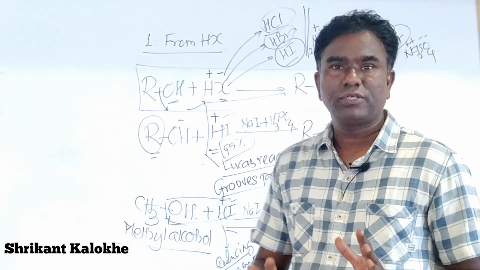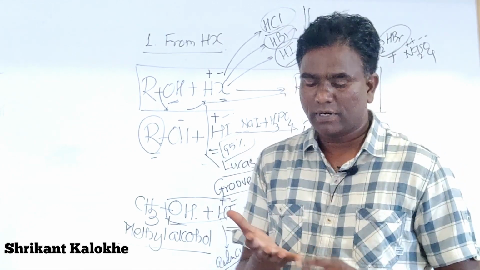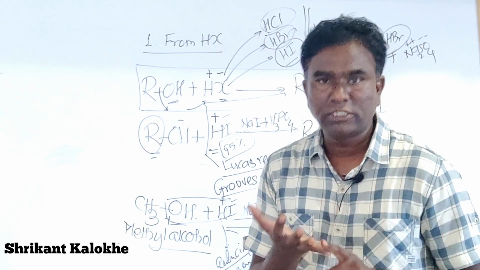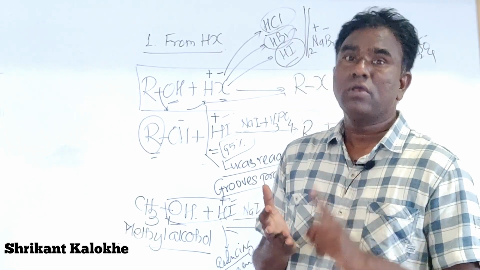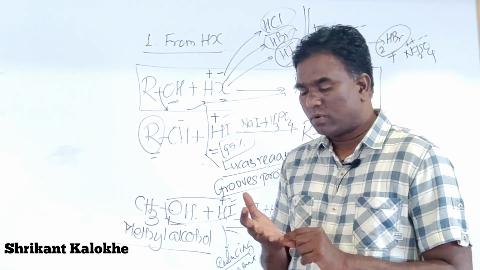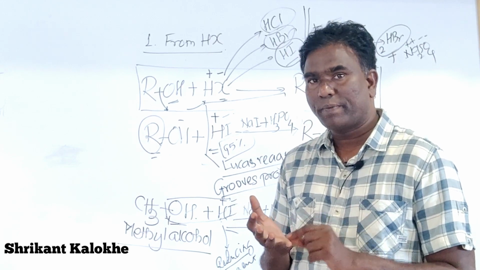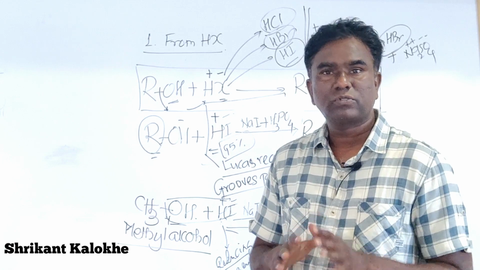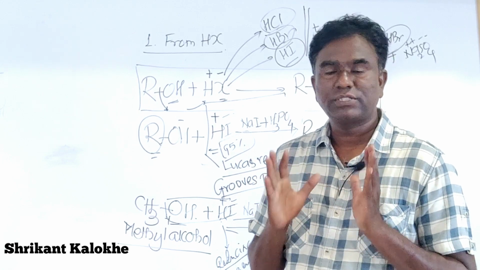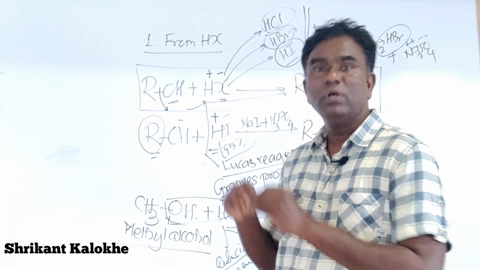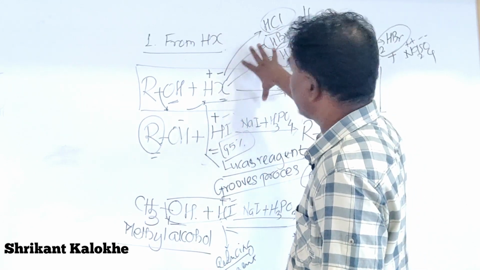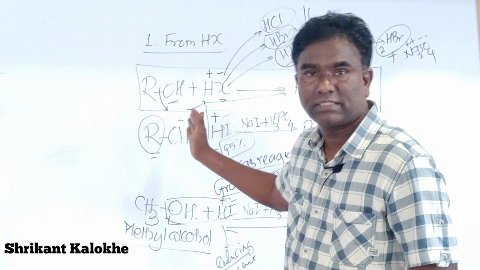In the same manner, your homework is to convert methyl alcohol, ethyl alcohol, n-propyl alcohol, isopropyl alcohol, sec-butyl alcohol, or you can say propan-1-ol, propan-2-ol, butan-1-ol, butan-2-ol, ethanol, and so on. Try to convert those alcohols into alkyl halides by using these three haloacids and their corresponding mixtures. Thank you.